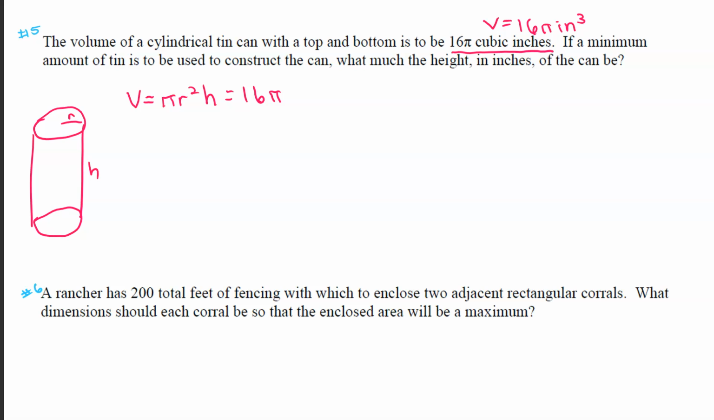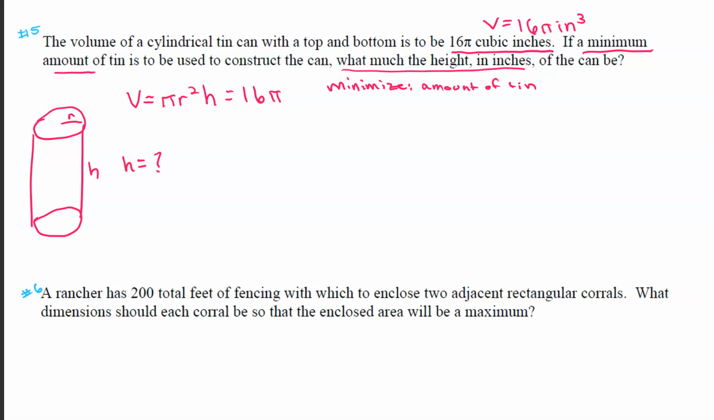Let's keep reading. If a minimum amount, right there we've got something we need to pay attention to. We're minimizing whatever is about to come. Amount of tin is used to construct the can, so we're minimizing the amount of tin. What is the height in inches? Okay, so we're looking for h. H is a big old question mark. Well, let me write this over here.